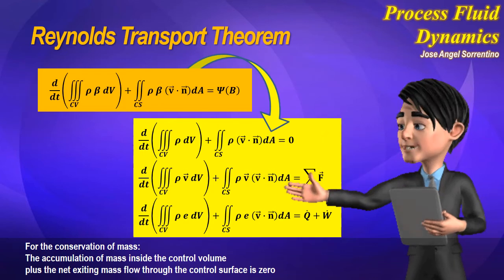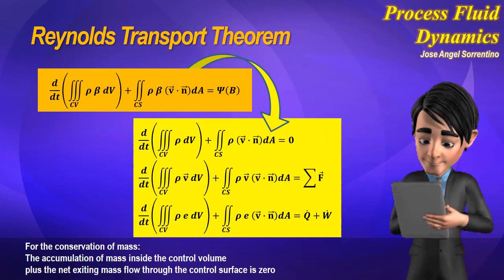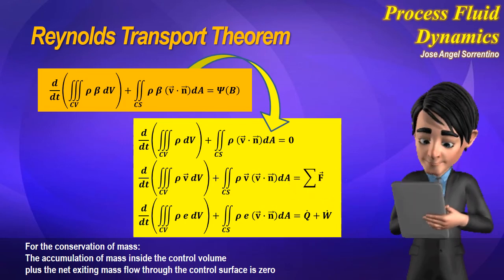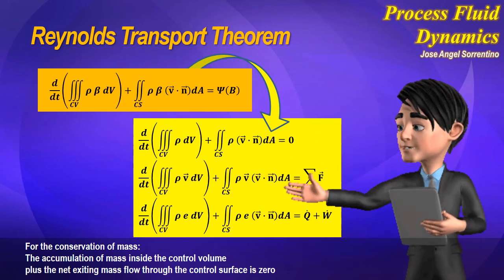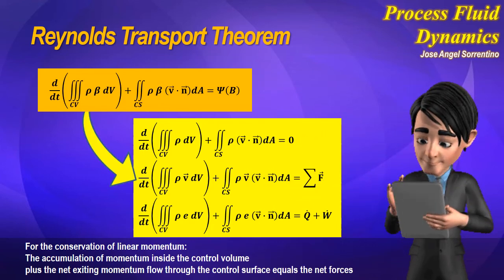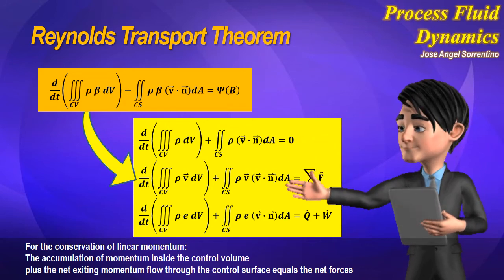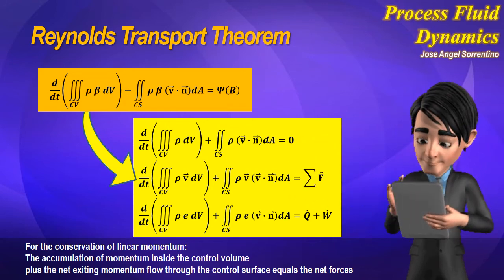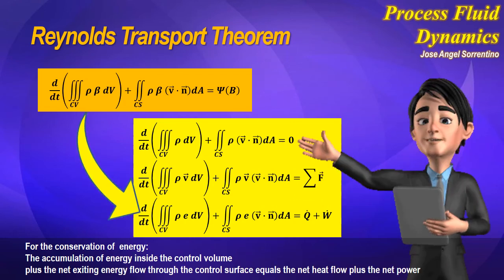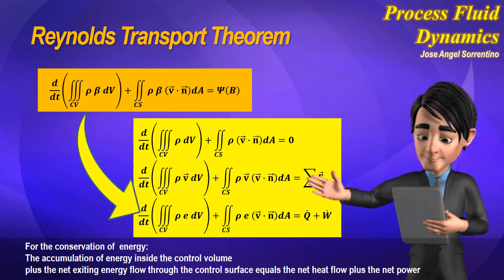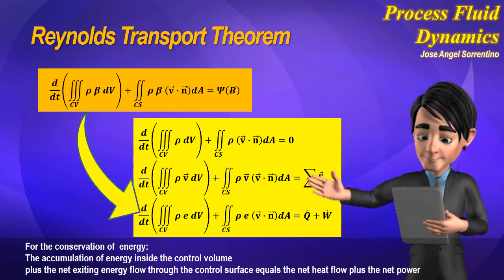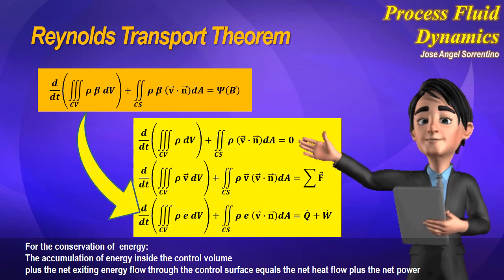For the conservation of mass, the accumulation of mass inside the control volume, plus the net exiting mass flow through the control surface, is 0. For the conservation of linear momentum, the accumulation of momentum inside the control volume, plus the net exiting momentum flow through the control surface, equals the net forces. For the conservation of energy, the accumulation of energy inside the control volume plus the net exiting energy flow through the control surface equals the net heat flow plus the net power.